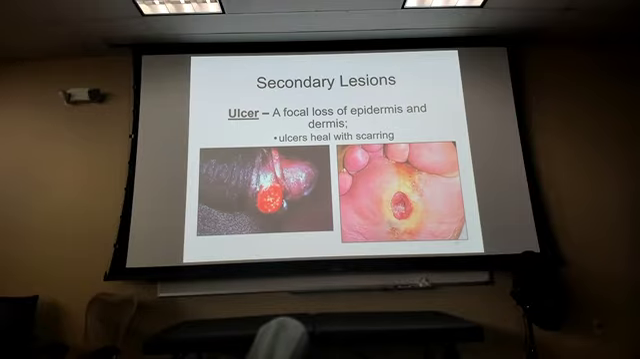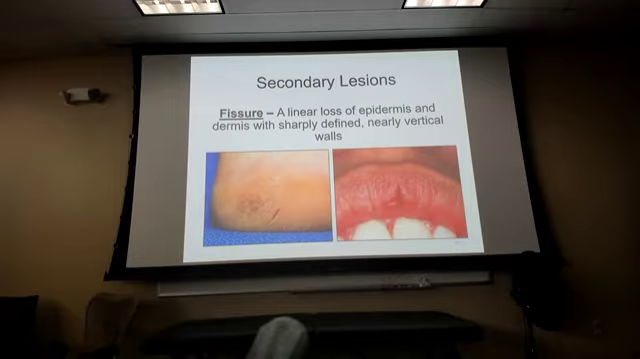Ulcer: a focal loss of epidermis and dermis. So it's got that ulcer that, even if it goes away, can leave that scarring that is out there. Fissure: it's a linear loss of the epidermis and of the dermis that is sharply defined. So it's on the vertical walls. So you can see that on the lips, right? You can see that is a fissure.